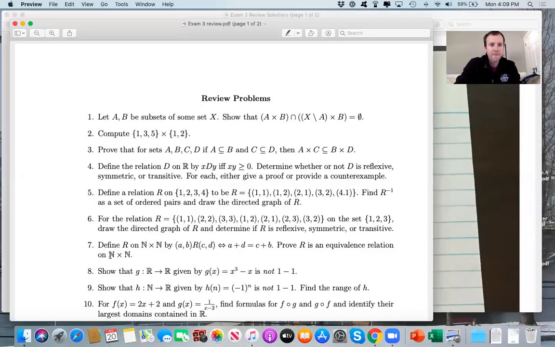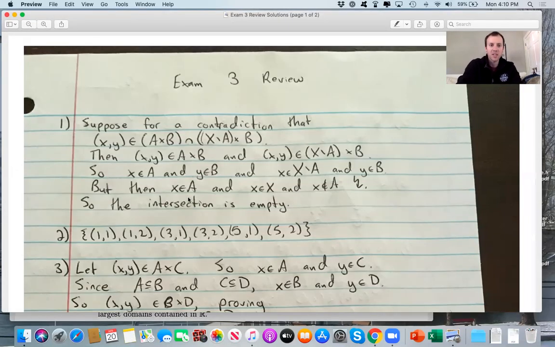Let's see. The second problem is to make a product. It's all ordered pairs whose first coordinate comes from the first set and whose second coordinate comes from the second set. So our first coordinates are 1, 3, and 5. Our second coordinates are 1, 2, and we make all of their combinations.